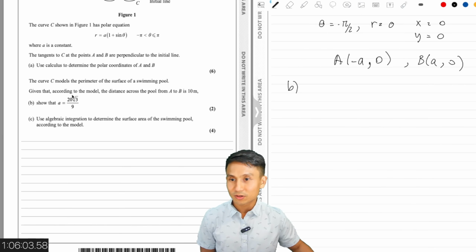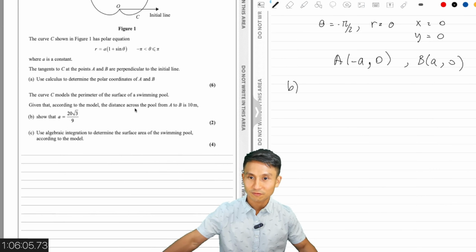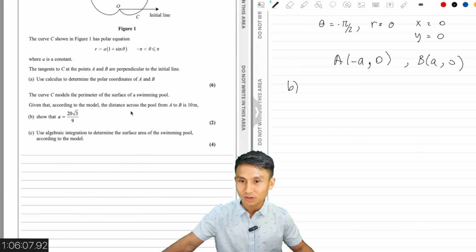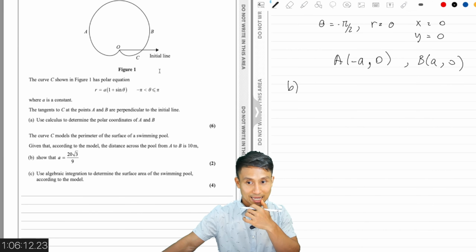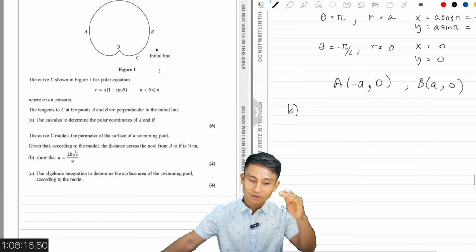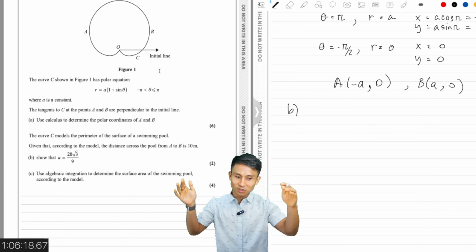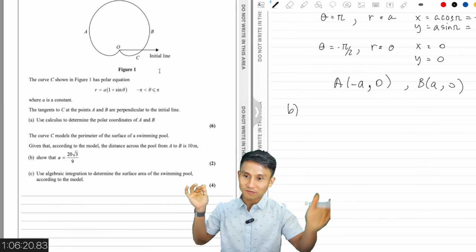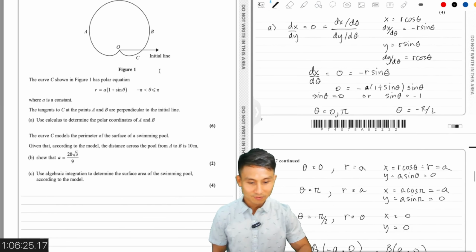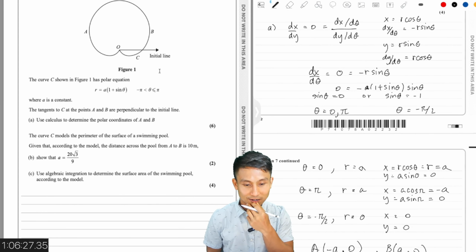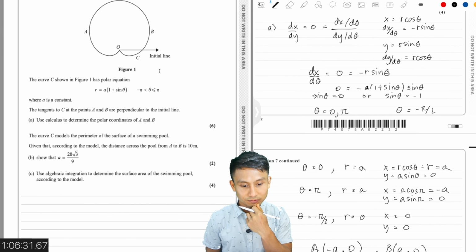The curve C models the perimeter of the surface of a swimming pool, given that according to the model, the distance across the pool from A to B is 10. Okay? Yeah, probably not right now, because if A and B are on the x-axis here, then 2A must be equal to 10, so A should be 5, but it's not 5. It's something else, so something wrong with my calculation here. dx by dy is 0. dx by d theta is 0.